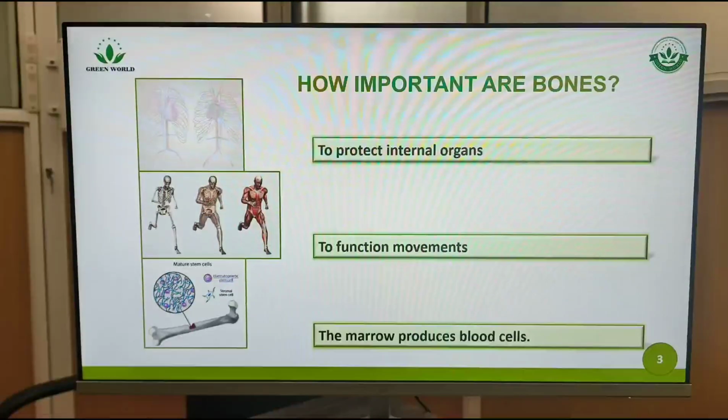That means without bones and joints, even nodding is impossible, because for you to nod your head, bones have to move. For you to walk, such kind of things can be affected. And last but not least is the bone marrow, which is located within the spongy or the cancellous portion of bones, and its function is to produce blood cells. So those are the 3 functions of bones.